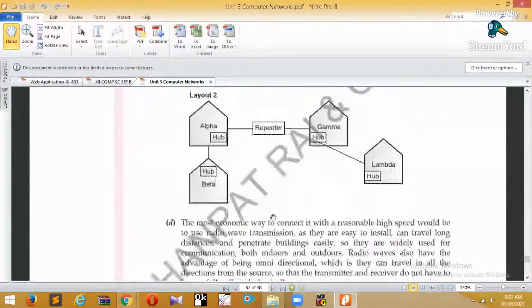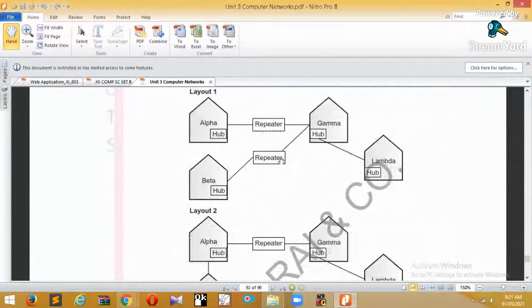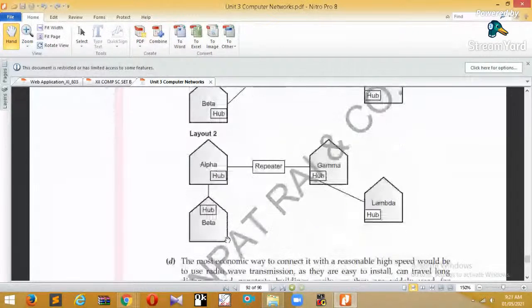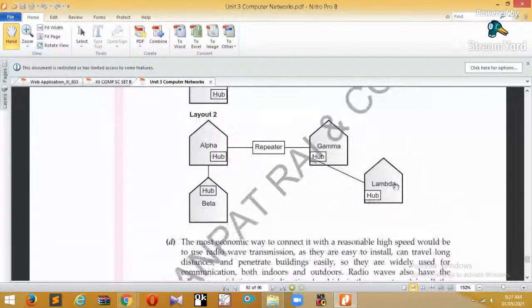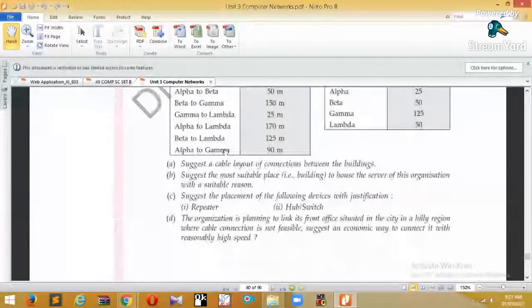So here the answer for this question will be that whatever our layout is, for each building we have to place the hub or switch. So you can see for each building hub or switch is placed. Now the last question for this segment: the organization is planning to link its front office situated in the city in a hill region where cable connection is not feasible. Suggest an economic way to connect it with reasonably high speed.